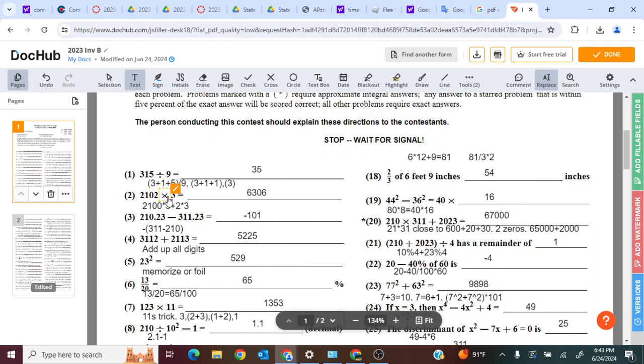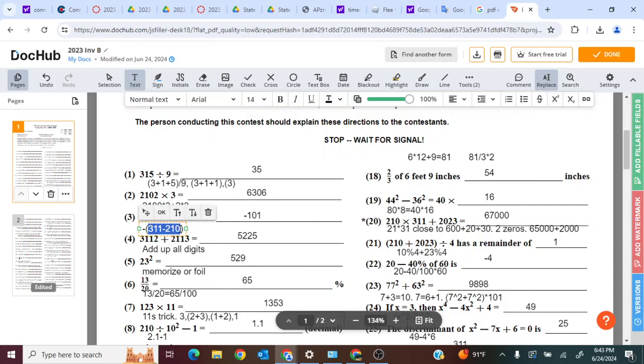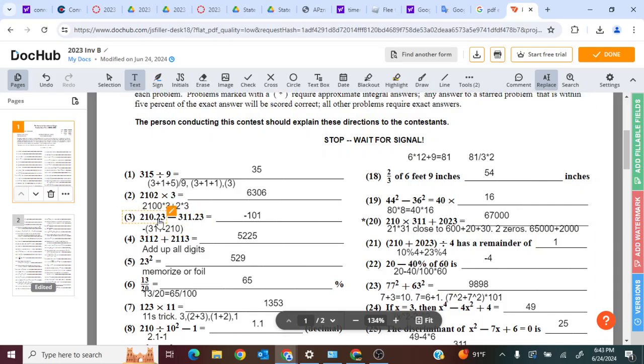Okay, 2102 times 3. Just multiply each digit, 3606. This one, you can imagine the 0.23 is the same as both, so we can ignore it. And since the negative is greater, we can kind of imagine 311 minus 210 and making that negative instead. In subtraction, you always want to subtract the bigger number by the smaller number, and then make it negative if needed. So this is 101. Make it negative to be negative 101.